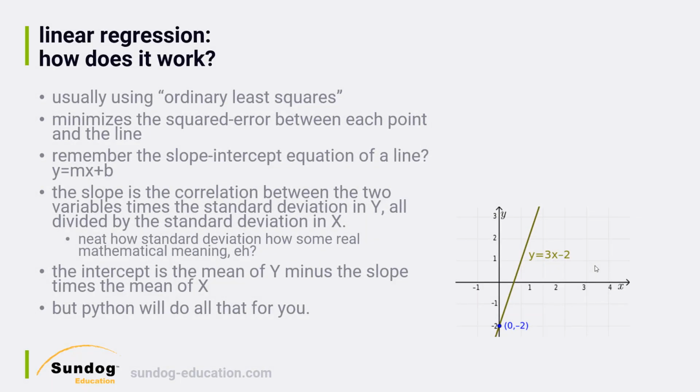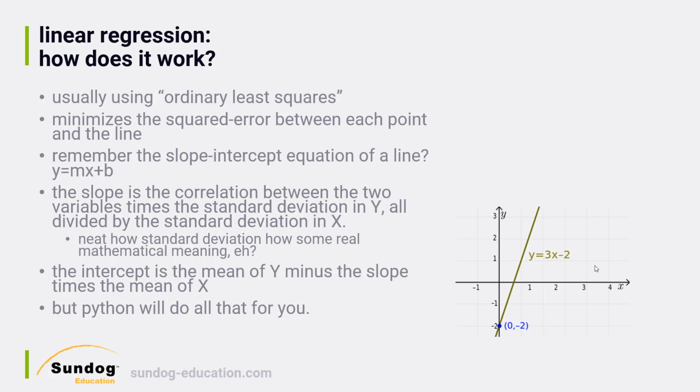How does it work? Well, generally speaking, it uses a mathematical technique called ordinary least squares. The idea is that it tries to minimize the squared error between each point and the line. So as we try different models of the line, we try to minimize the error between the actual observed data point and the distance to the line that we are trying to create to predict those data points. If you remember the slope-intercept equation of a line, it's y equals mx plus b, where the predicted y value is equal to some slope m times the x value plus some y offset that we call b. I mean, you should remember that from high school, hopefully.